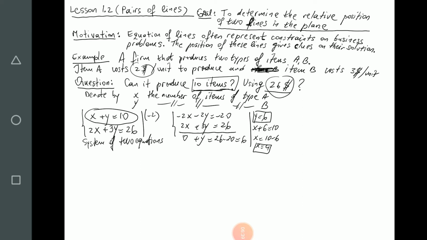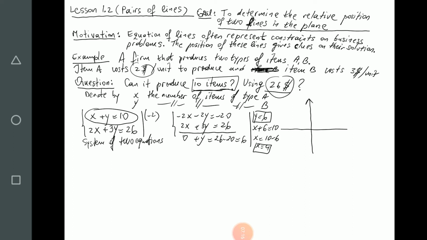So as it turns out, the answer is yes. You can produce exactly 4 units of type A and exactly 6 units of type B, given these two constraints. Now, if you were to sketch the two lines, the geometric interpretation is that the two lines will intersect at precisely one point. Because think about it, remember in the previous lecture, an equation of a line means the conditions on the coordinates of the points on the line. So basically, the two lines should have a point in common if we were to have a solution of this system. So let's actually sketch the two lines.